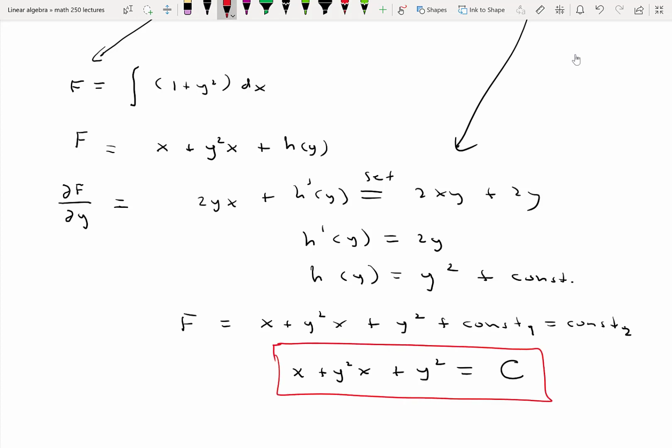I think these two problems will be good models for homework. They all go the same way. You first test for exactness, and then you use this procedure of basically integration to reconstruct the solution.